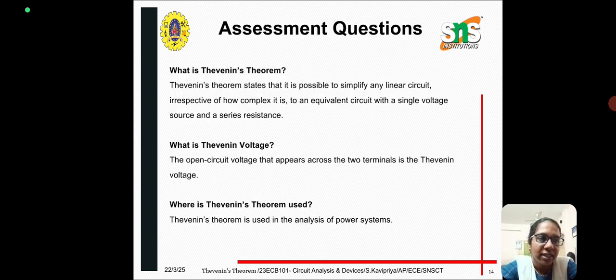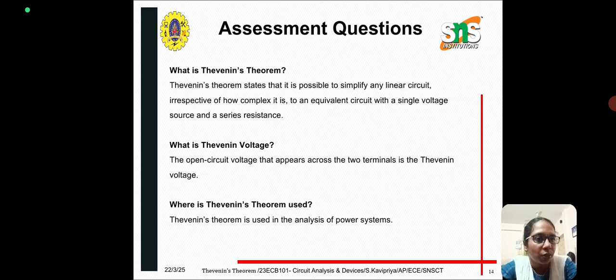Next are the assessment questions. What is Thevenin's theorem? Thevenin's theorem is used to simplify any linear circuit. Even if the circuit is complex, after applying Thevenin's theorem we get a much simpler circuit, which consists of the Thevenin's voltage in series with the Thevenin's resistance, with the load resistance connected across it.